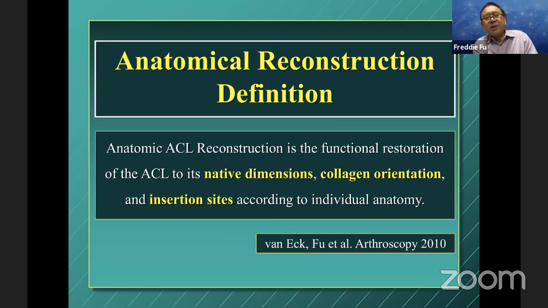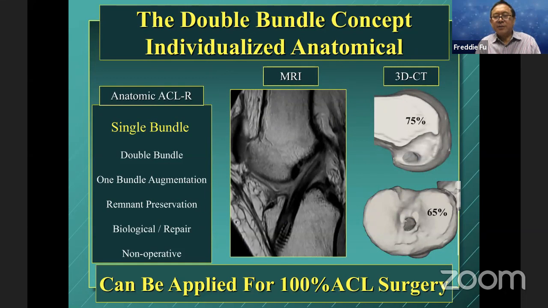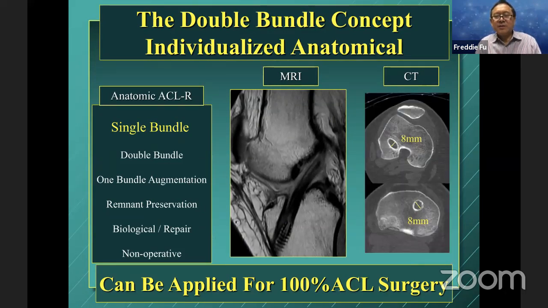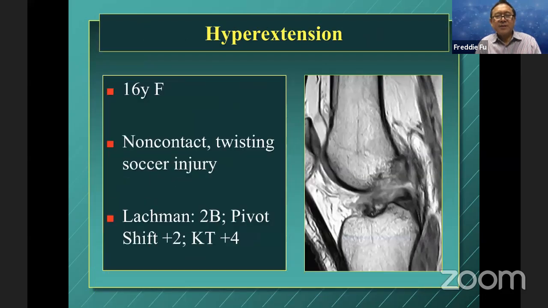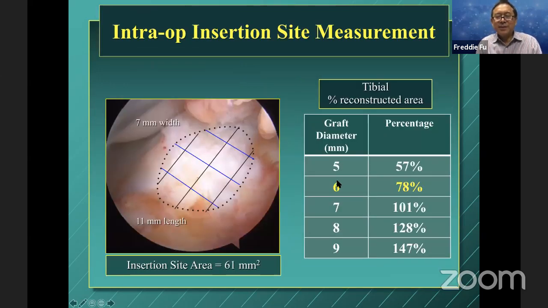So essentially, the definition is we can restore insertion site the best we can. The native dimension, collagen, orientation, biological will take care of it. Again, this is a single bundle, small, 12.6, beautiful insertion site. You can see right there, 75, 65% MRI. You can see CAT scan right there. This is a very small ACL. Small, look at that, the arrow right there. This is only 6 millimeters, 80%. So we did a 6 millimeter graft.